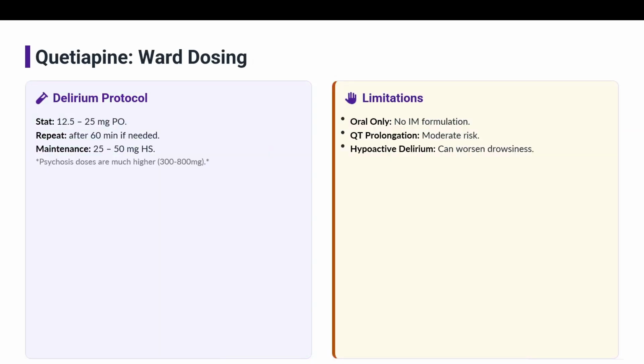So for dosing, you can start with 12.5 to 25 milligram oral. Repeat if necessary after 60 minutes. The maintenance is 25 to 50 milligram HS if needed. Antipsychotic doses are much higher, up to 300 to 800 milligram, which is not used for acute delirium. Limitations: it is oral only, no IV or IM formulations. There is a QT prolongation risk, moderate risk. In hypoactive delirium, it can worsen their drowsiness. It has a mild effect on QT prolongation compared to other drugs.